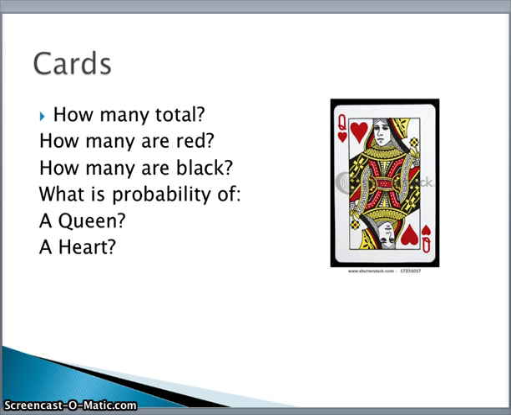There are a total of 52 cards in a deck. Half are red and half are black. There are 4 of each card, 1 for each suit. This means that there are 4 queens, and 4 out of 52 is 1 out of 13. And each suit has 13 cards. 13 out of 52 is 1 out of 4.